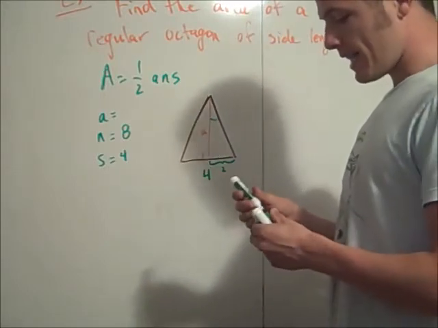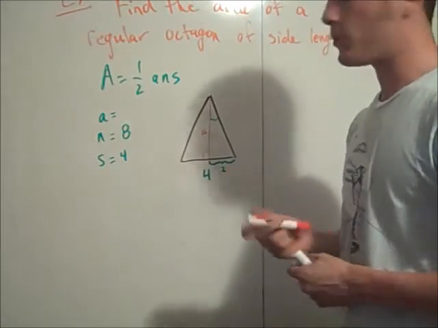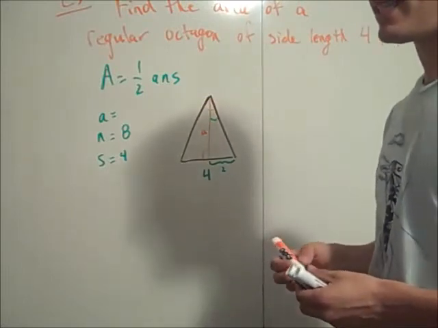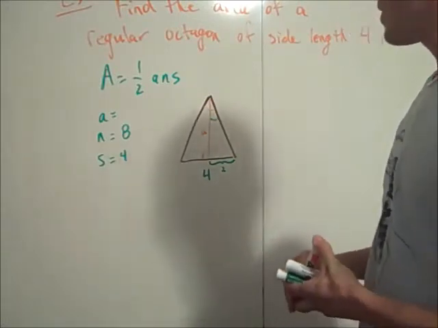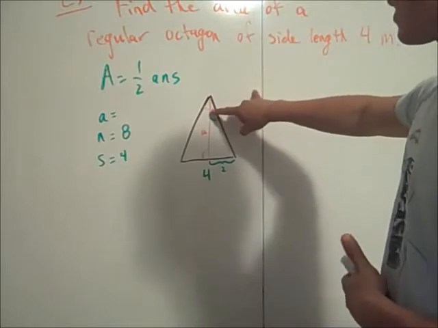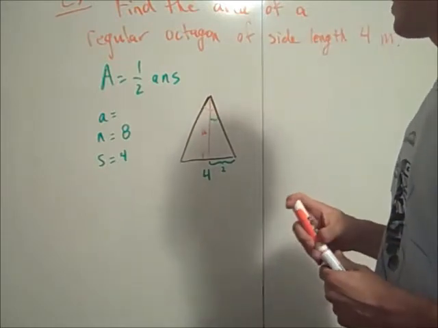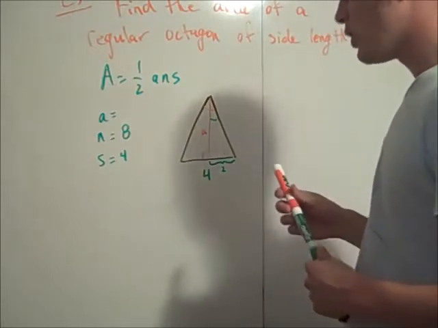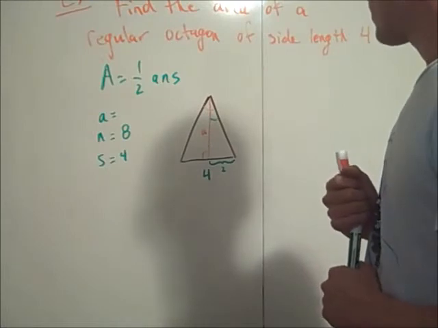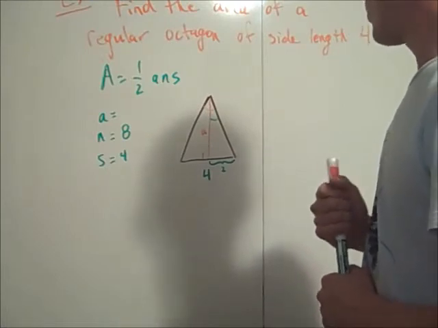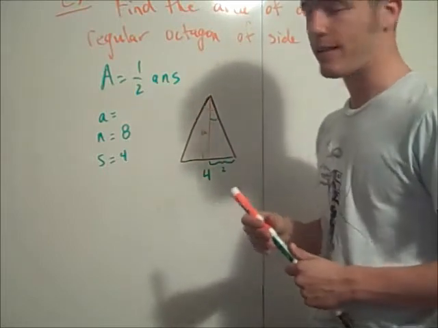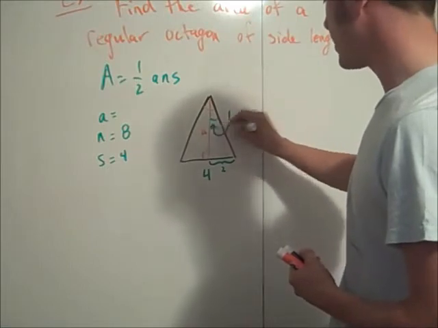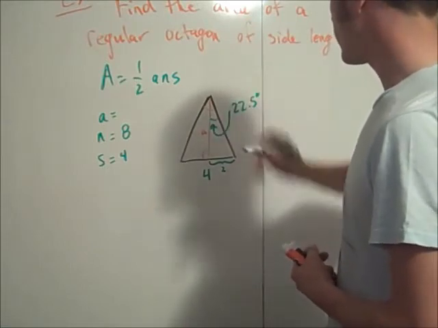So we first find the central angle, which is the angle between any 2 radii, which is here, which is 360 divided by 8, because there are 8 of these triangles. Right, so 360 divided by 8 is 45. And so if I take 45 and cut that in half, I have 22.5. So the measure of this angle here is 22.5 degrees.